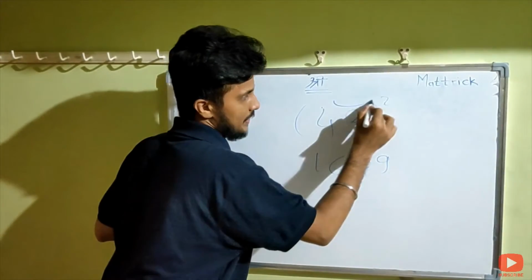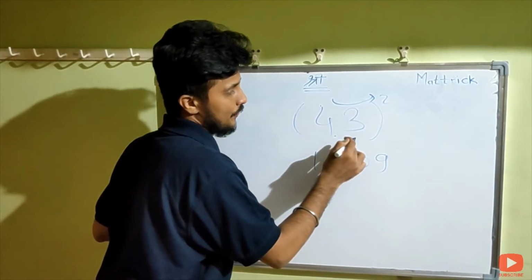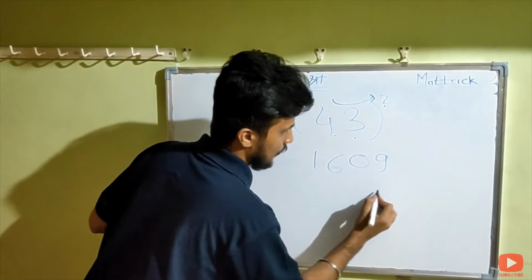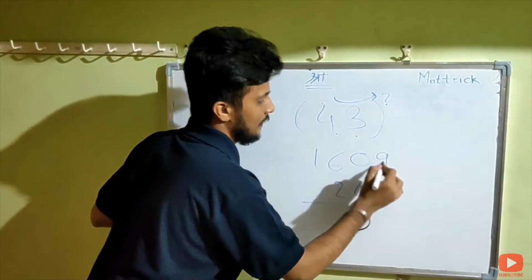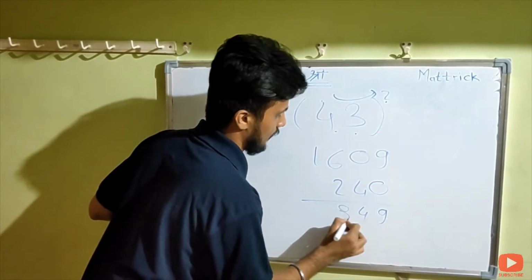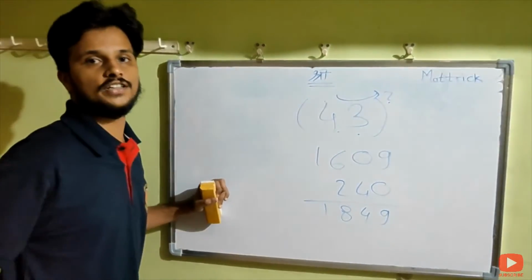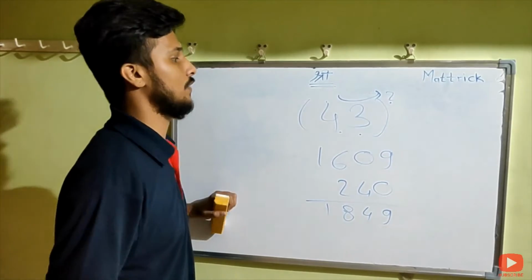What is the next step? Next step is multiplication of these three. 4 3s are 12. 12 2s are 24. We'll write that 24 here. And then add it. 9, 4, 8, 1. This is the square of 43. You can check it on the calculator as well.